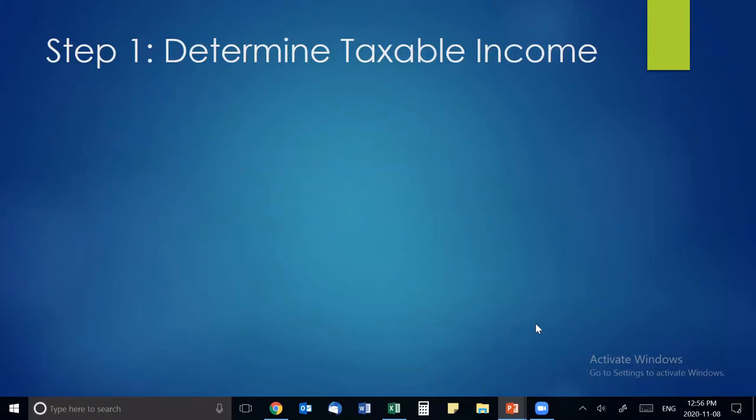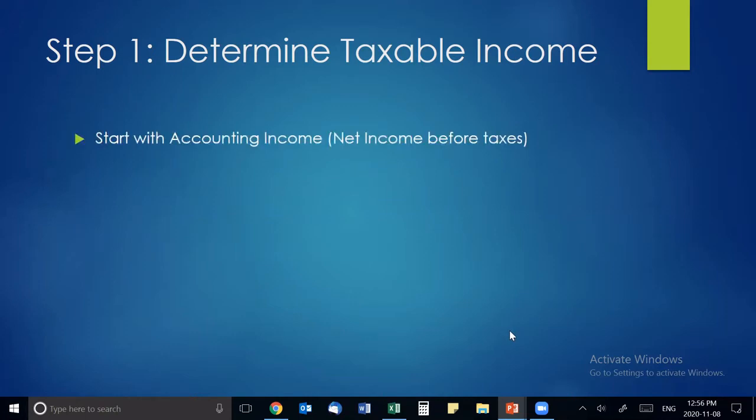So I'll show you the steps in how to determine taxable income, and then we'll look at it one by one. So the first thing you do is start with accounting income, net income before taxes. You all know how to do that. You have your revenue numbers, your expenses, and then you have your net income. So you're going to start with that, and then we're going to adjust it to determine what taxable income is from the Income Tax Act. So we're going to adjust the net income amount for permanent and temporary differences.